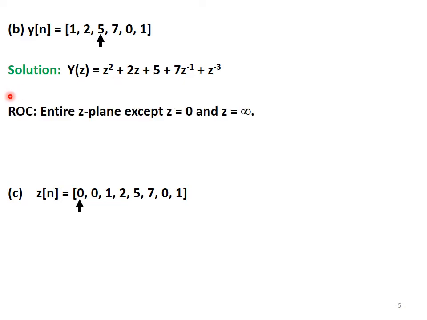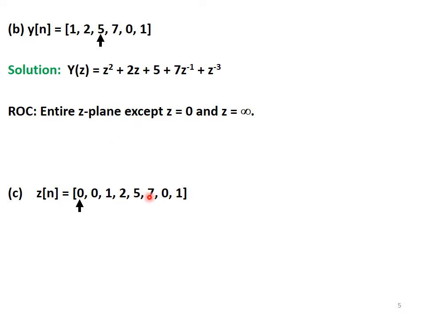So we can say that the region of convergence for this sequence is the entire z plane except z equal to 0 and z equal to infinity, right? So this is a non-causal sequence. It is expanded on both sides of the origin of the plane. For negative values of n it has some value, for positive values of n it is also non-zero, right? So for this we have the entire z plane as region of convergence except the values 0 and infinity.